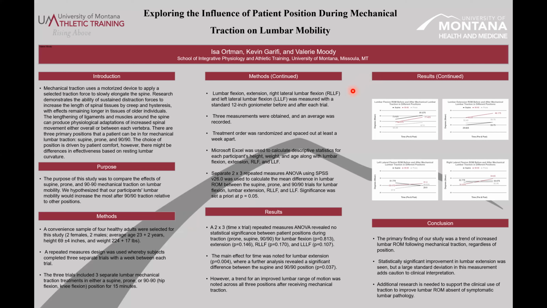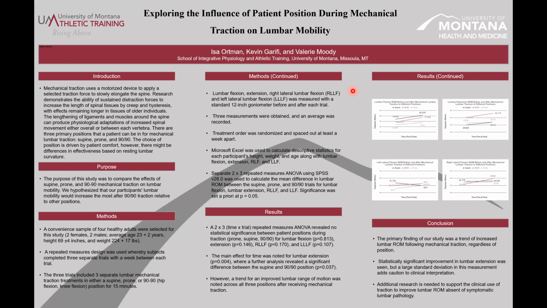Range of motion was measured using a standard 12-inch goniometer before and after each trial. The lumbar flexion and extension was measured with the axis on the greater trochanter, the stationary arm perpendicular to the floor, and the moving arm following the mid-axillary line. The lumbar right and left lateral flexion was measured with the axis on the S1 spinous process, the stationary arm perpendicular to the floor, and the moving arm pointing towards the C7 vertebra.